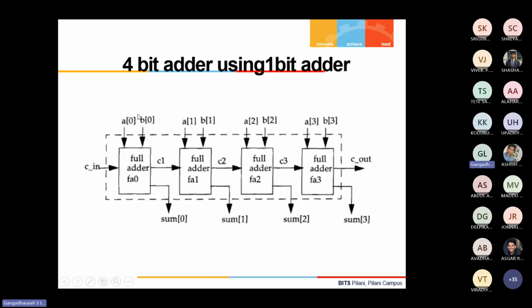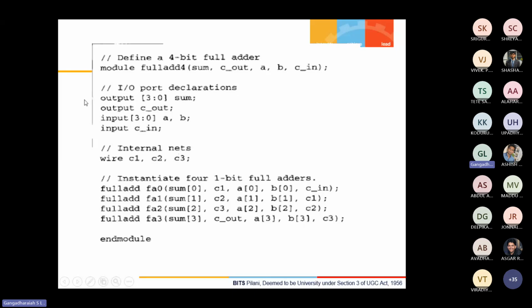Let's say this is one full adder, this is another full adder, this is another full adder. I have 4 copies of full adder with instance names FA0, FA1, FA2, FA3 respectively. And this is my top level full add 4 with corresponding IOs. Already I have discussed, I'm just briefing it again. It is output [3:0] sum, a 4-bit vector.